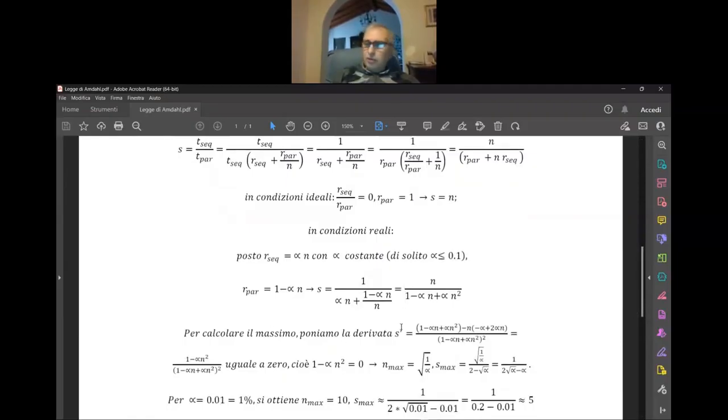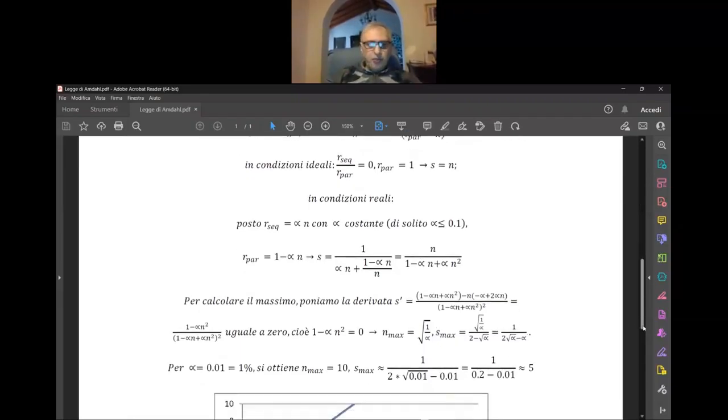Now, to calculate the maximum, we perform the usual operation. We calculate the derivative of this function with respect to the variable n, obviously considering alpha as fixed, and then we set the derivative equal to 0. We obtain that the maximum number of processors for a fixed alpha is given by the square root of 1 over alpha. Obviously, it is an approximate value because n must be an integer, while the square root of 1 over alpha is not necessarily an integer. But we will choose values perhaps in such a way that this approximation can be neglected. And S maximum, the corresponding maximum speedup value, is also obtained from this little formula.